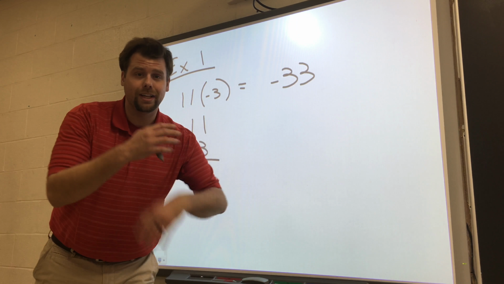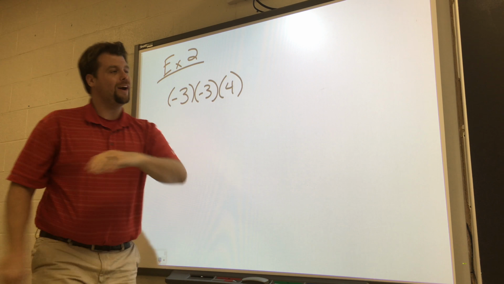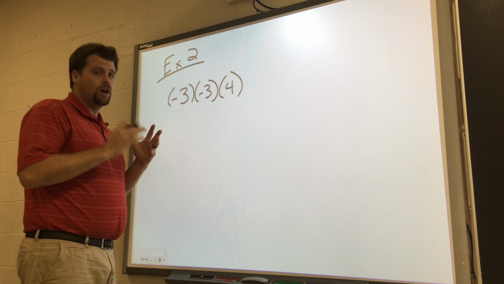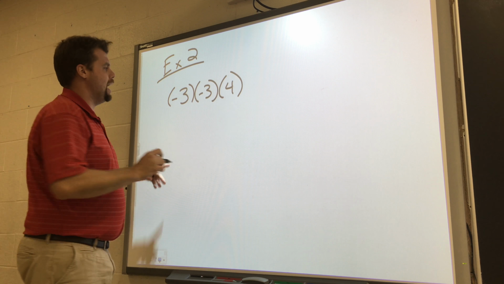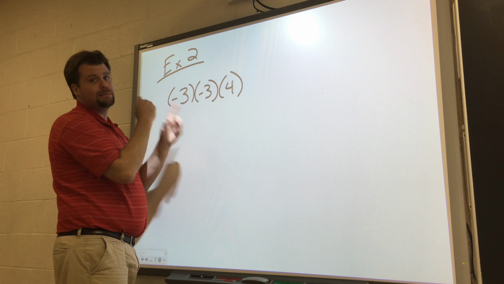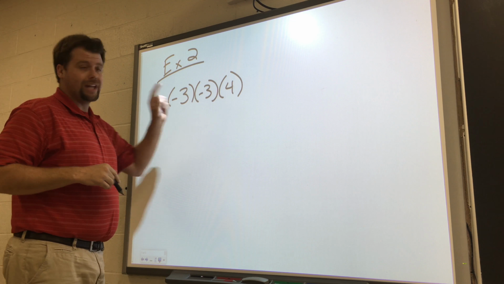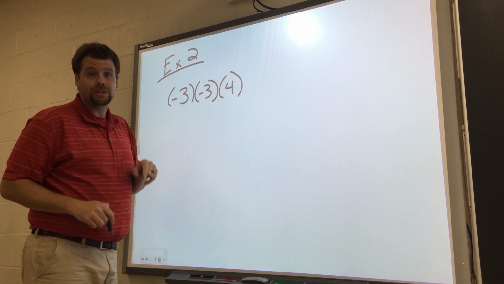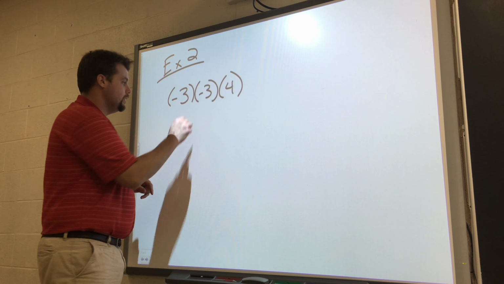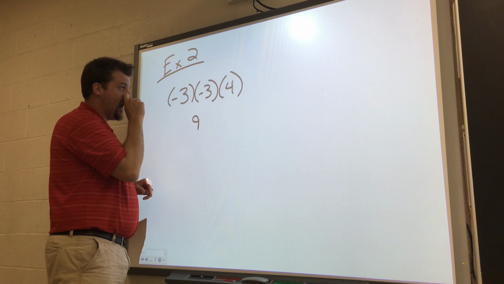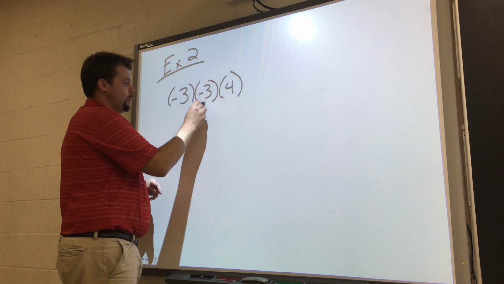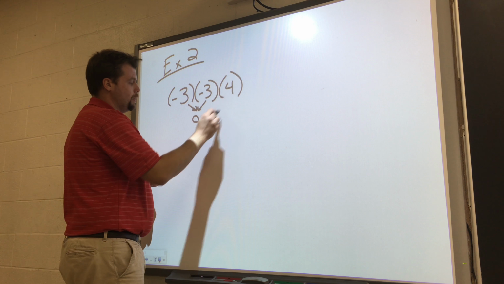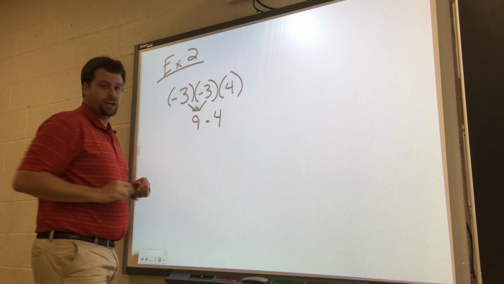All right, let's take a look at another example. Here we go. We got 3 numbers being multiplied here. So let's take this one step at a time. Let's take negative 3 times negative 3 first of all. Negative times a negative is a positive, and 3 times 3 is 9. So that is a positive 9. Then we multiply those two, we got our positive, and then we're going to bring down our 4 here.